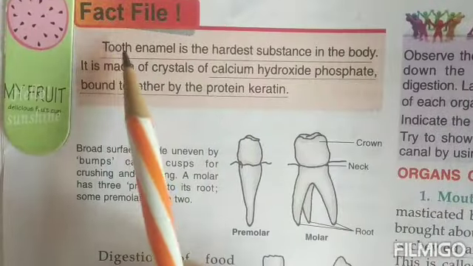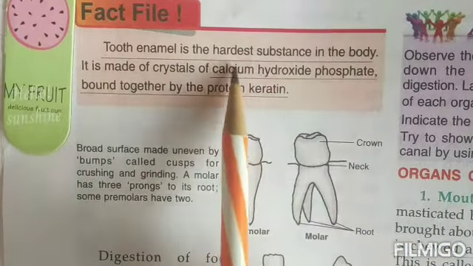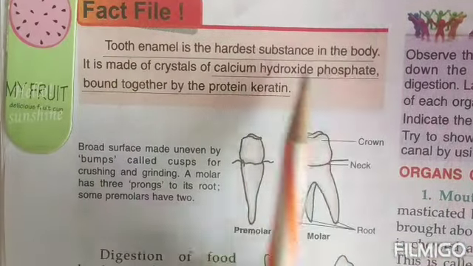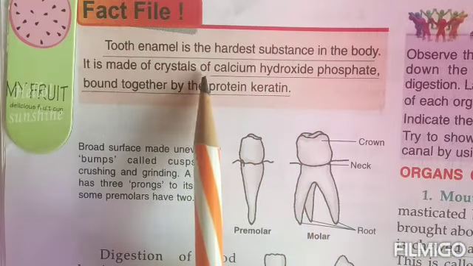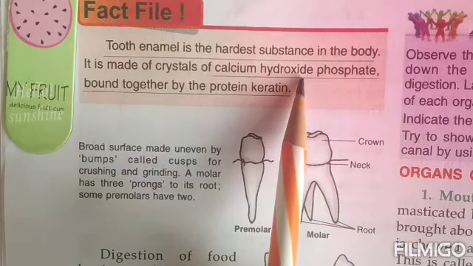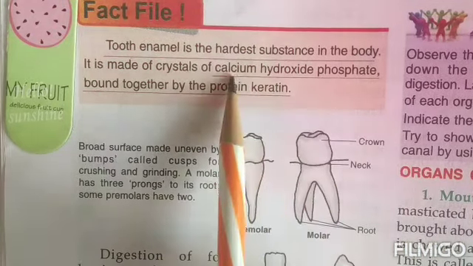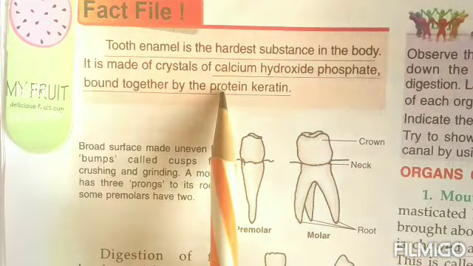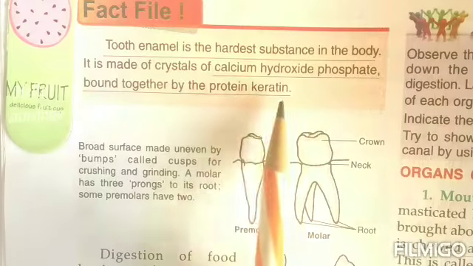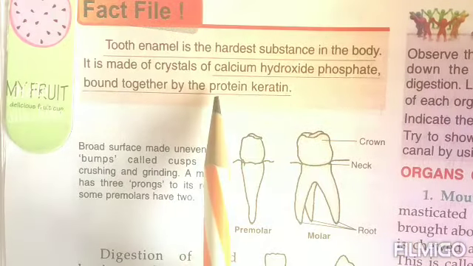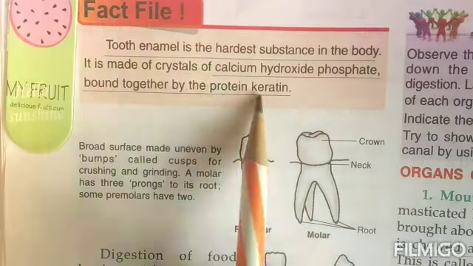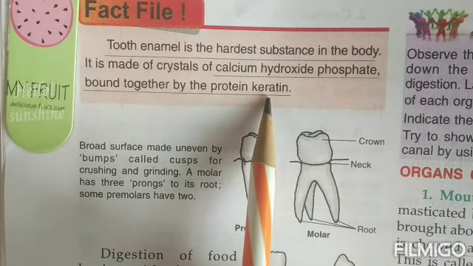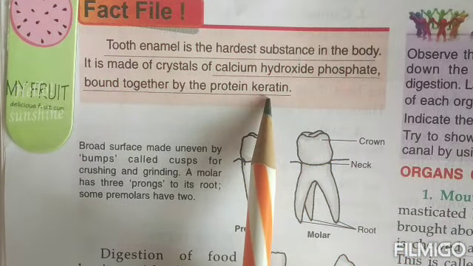The fact file. Tooth enamel, underline children, it is the hardest substance that is present in our body. And why is it the hardest substance? Because children, it is made up of small crystals or small particles of calcium hydroxide phosphate. Now this calcium hydroxide phosphate is made to stick with each other with the help of a protein which is known as keratin. So just like when the cement particles are put together children, in the same way these particles are put together with the help of protein keratin, and that makes the tooth enamel the hardest substance of our body.